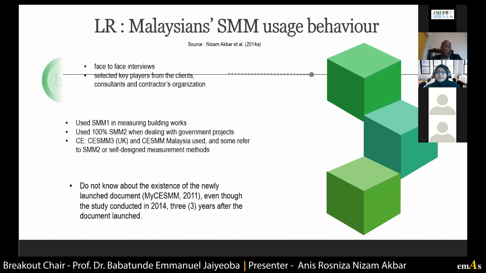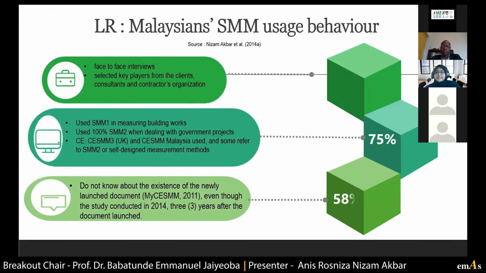Next, we proceed with the Malaysian SMM usage behavior, as referred to in the findings gained by Nizam 2014. A total of 25 participants were interviewed face-to-face, conducted among selected key players from client, consultant, and contractor organizations. The study found that 75% of the consultants use SMM1, which is an outdated SMM, in measuring building works.